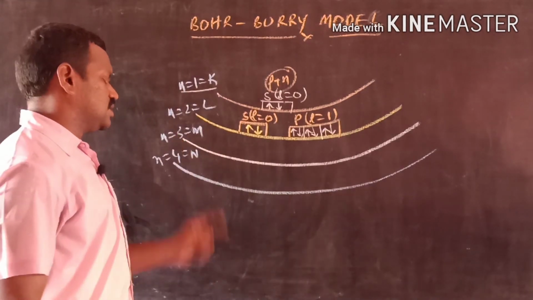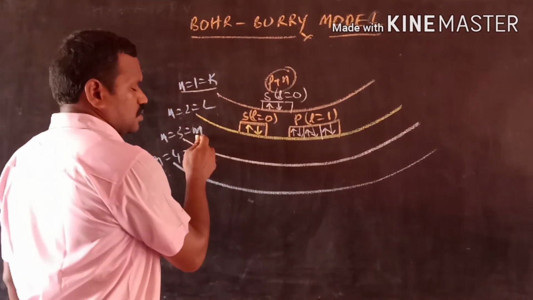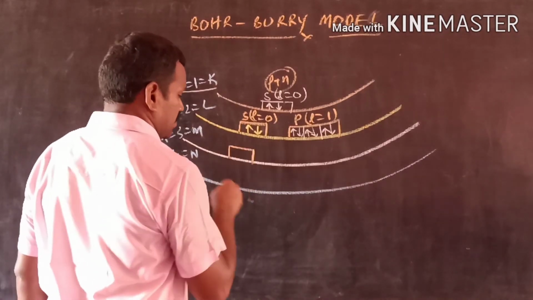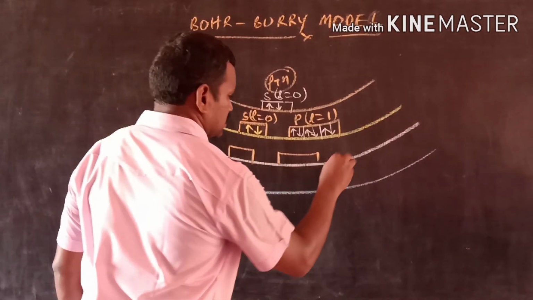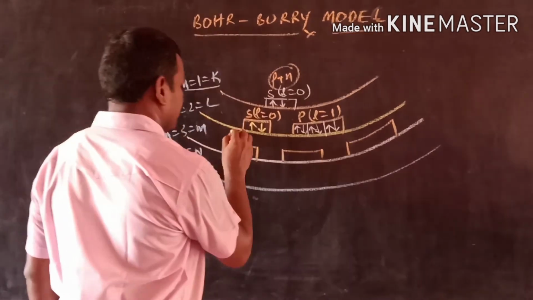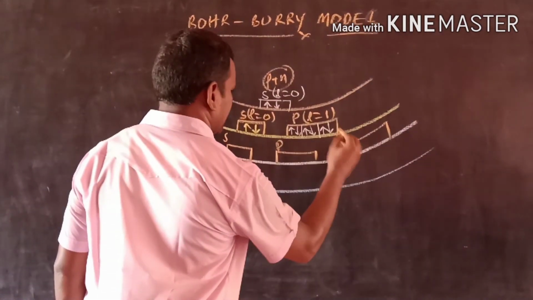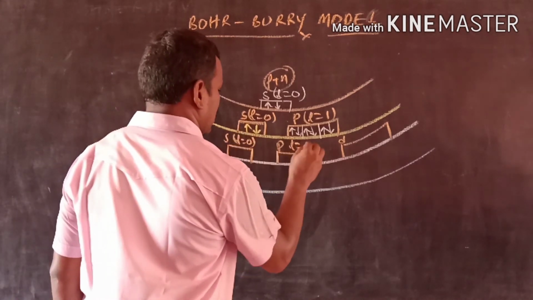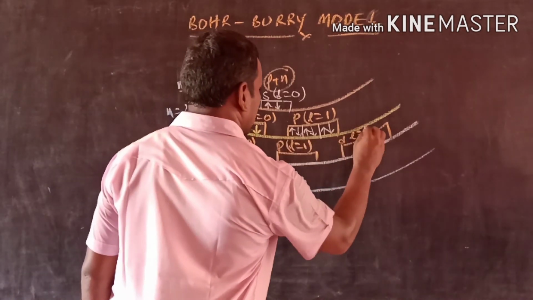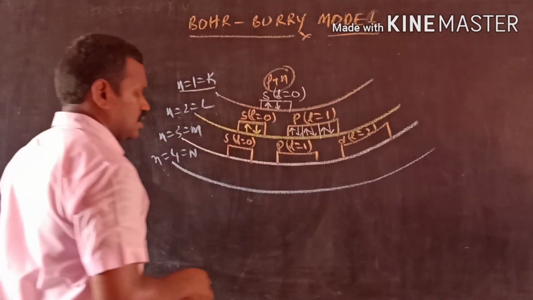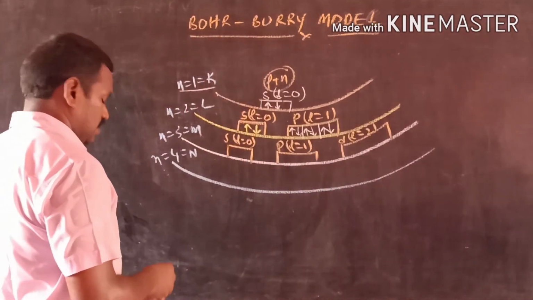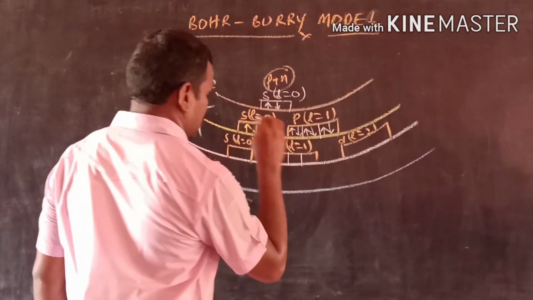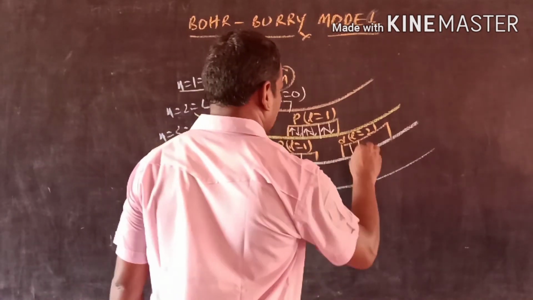Now let us see n equal to 3, that is capital M, divided into 3 sublevels. They are S, P, D. For S, the L value is 0. For P, L value is 1. For D, L value is 2. Then we should know the orbitals. S can accommodate 1 orbital, P can accommodate 3 orbitals, D with 5 orbitals.